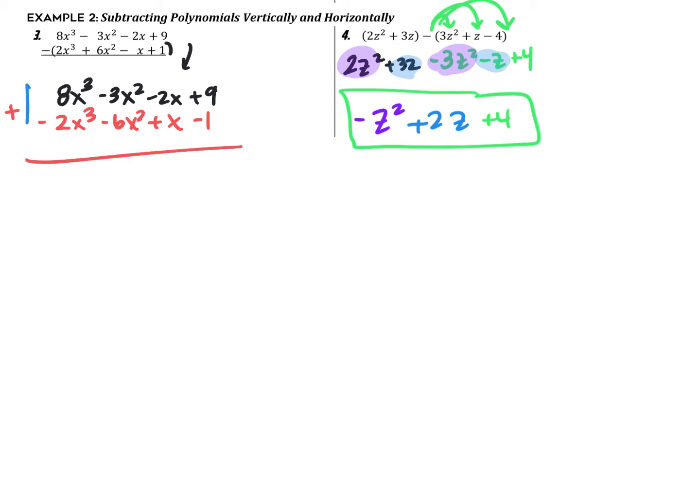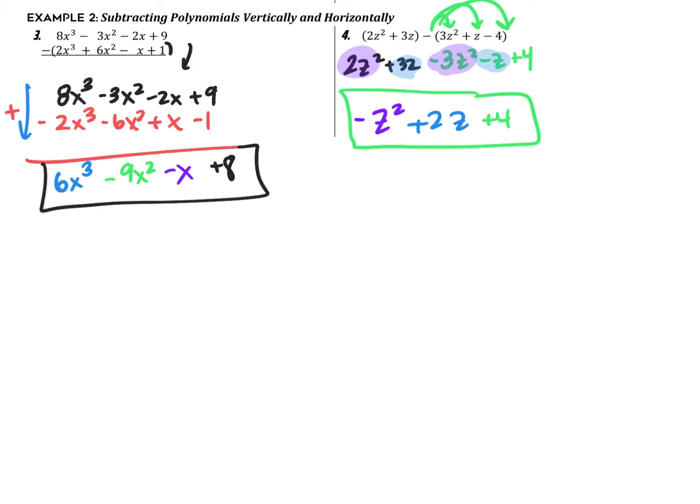So if I combine up and down here, 8 and negative 2 is going to be positive 6. Negative 3 and negative 6 is going to be negative 9. Negative 2 and positive 1 is going to be negative x. And then 9 minus 1 is going to give me plus 8. So that's a little review on adding and subtracting with polynomials.